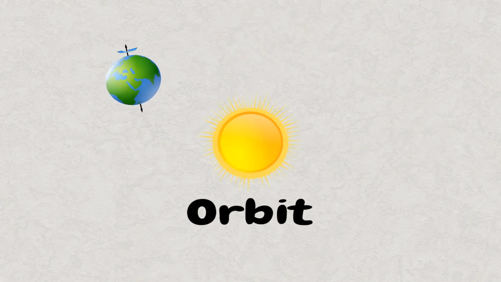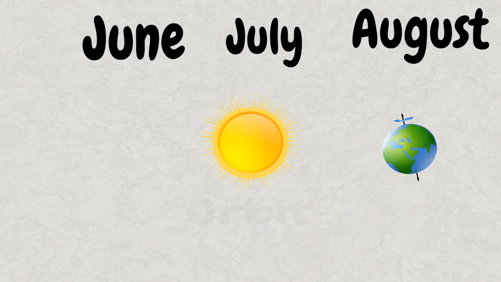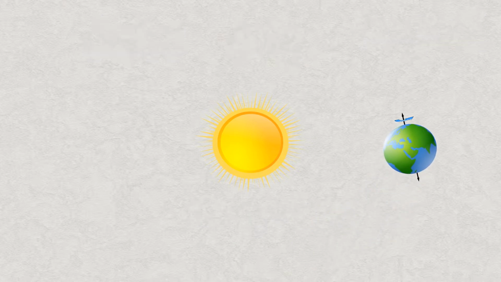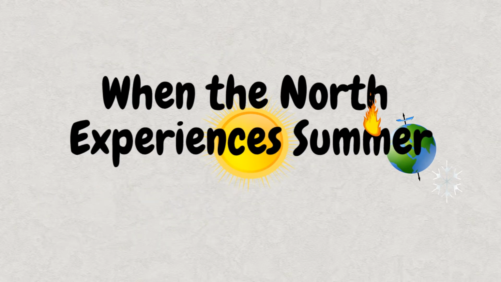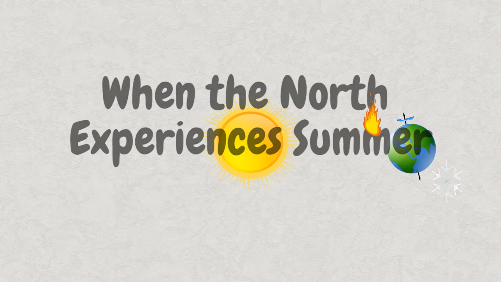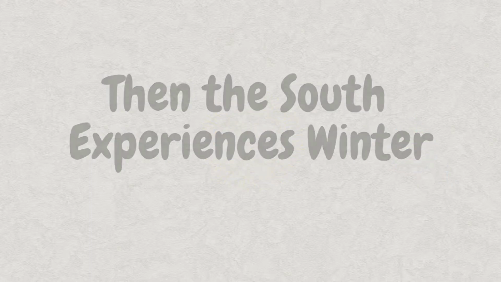Well, as you can see on the screen, the Earth had the same tilt all throughout its orbit. When it's the summer months of June, July, and August, the northern hemisphere is pointing toward the sun, but the southern hemisphere is actually facing away from the sun. Therefore, when the northern hemisphere is experiencing summer, the southern hemisphere is experiencing winter.